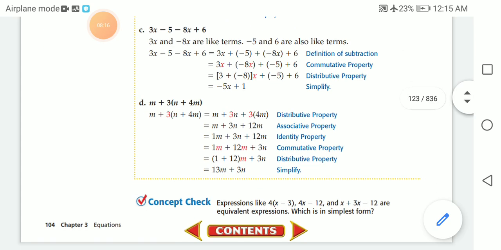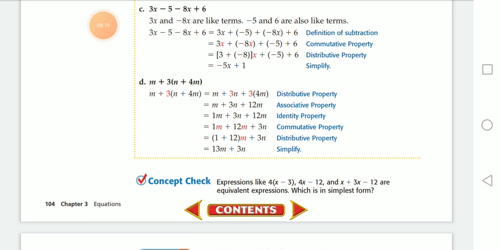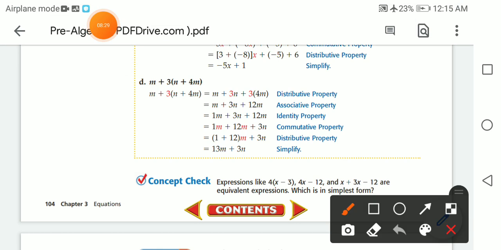It's very interesting. I have here m plus 3, all in brackets, n plus 4m. What should I do here? I have here m plus 3n, then 3 times 4m. This is distributive property. Here m and then 3n, and here 3 times 4, 12m. This is what? This is associative property. Associative property to solve the brackets.